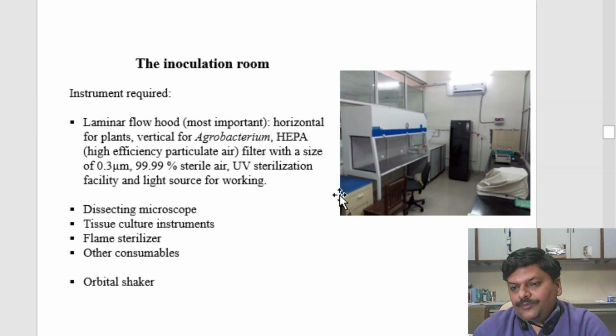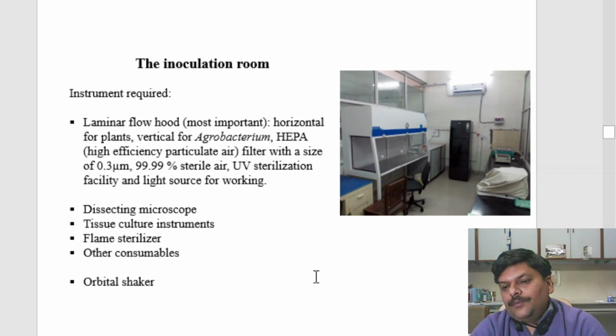One of the most important things as far as plant tissue culture is concerned is this chamber which is called a laminar airflow hood. Basically, it is a chamber where even the air is sterile. It is composed of an air pump, and the pump is connected with HEPA filters. HEPA means high efficiency particulate air.